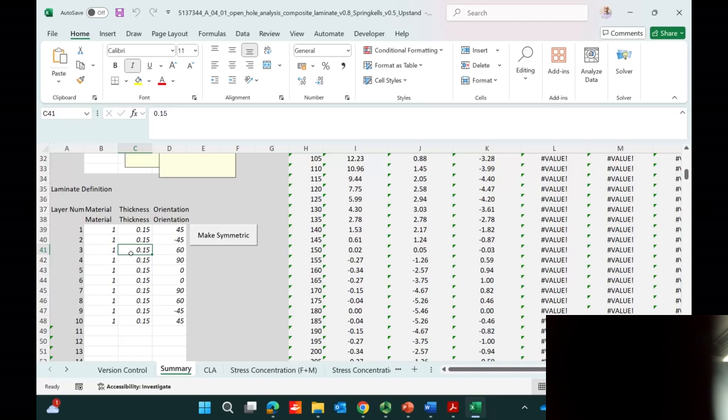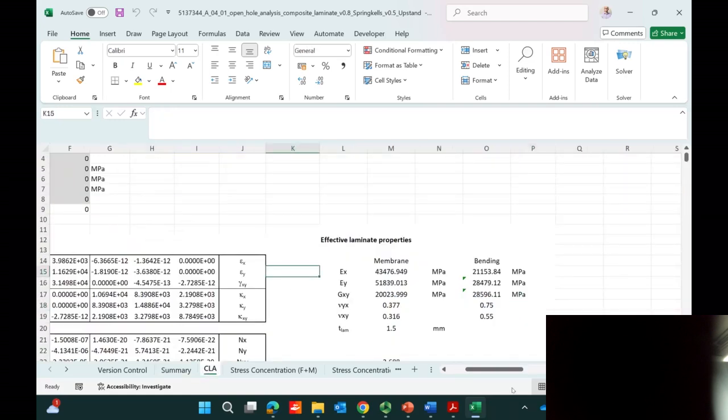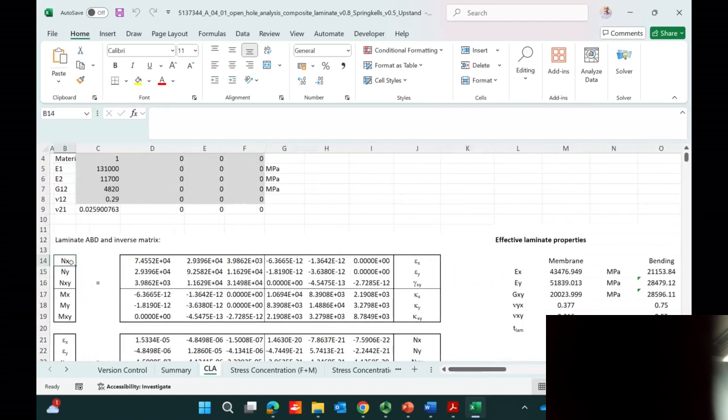The thickness of each ply is given, the orientation of each ply is given. If you want to make it symmetric, just press make it symmetric. It just creates a mirror image on the bottom. So once this is created, if you go to classical laminate theory here, analysis, it will give you all the ABD matrices. So NX, as I said, forces per unit width, and strains, A matrix, B matrix, D matrix, and the coupling matrix. As you can see, in this particular case, it's almost 0.